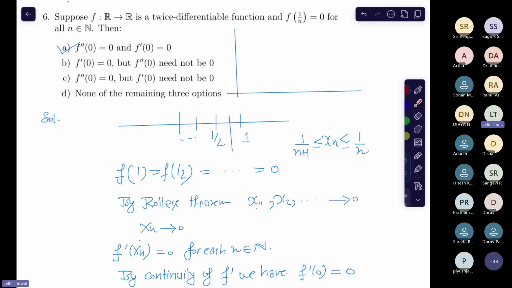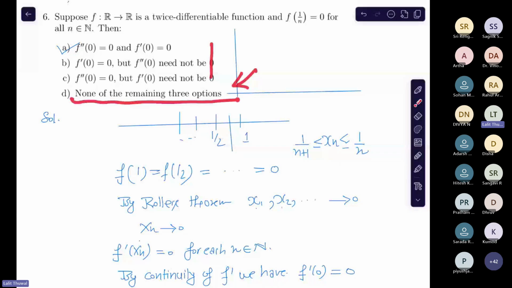See, I want to give you some advice. Sometimes in some questions, and mostly in the TFR questions, you will see that there are 3 options, and then the 4th option is none of the remaining 3 options. You think that this is never correct, but don't think so. Sometimes it is also correct, as you have seen in yesterday's TFR mock test.